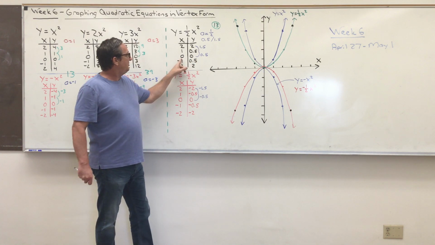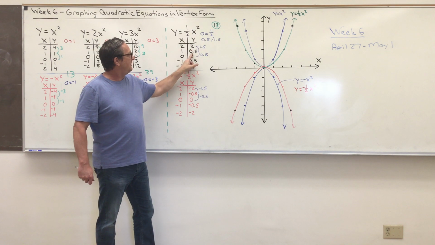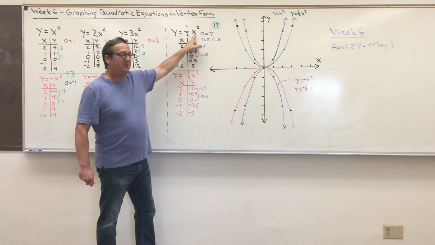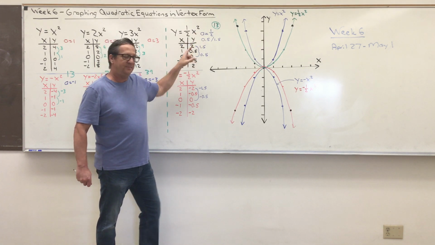Or remember, substitute in. 1 squared is 1, 1/2 times 1 is 0.5. 2 squared is 4, half of 4 is 2. Okay?